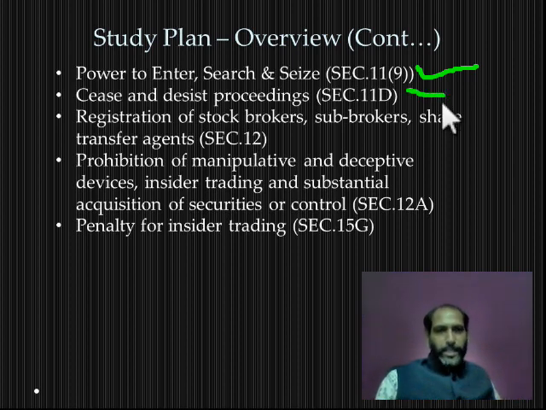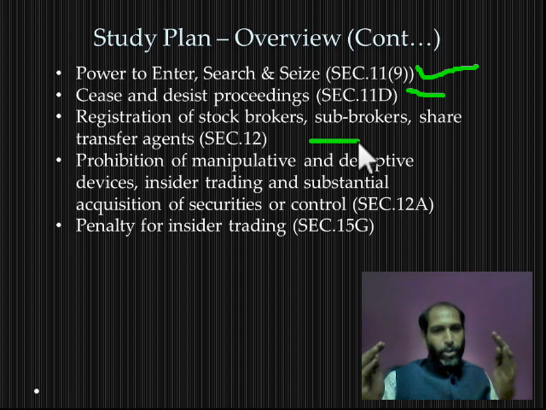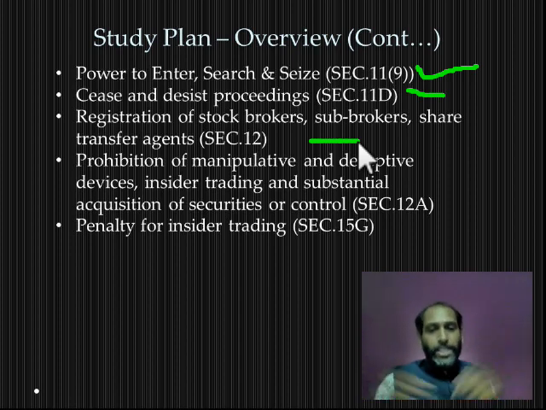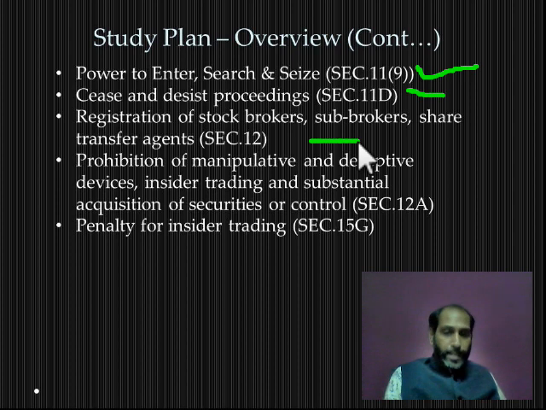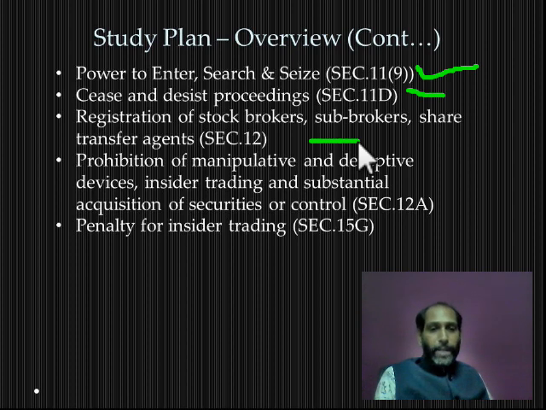CD order, that is the cease and desist order. Then you will have a new area called registration of intermediaries: stockbrokers, sub-brokers, share transfer agents, portfolio managers, etc. All these terms we call under the bracket called intermediaries. So Section 12 says that all intermediaries in the Indian capital market should be duly registered with the SEBI. Without registration with the SEBI, no intermediary like bankers, brokers, sub-brokers, share transfer agents, portfolio managers, collective investment scheme managers, etc. can work. So Section 12 mandates every intermediary to get registered with the SEBI, and they can function only with a valid certificate of registration in writing from the SEBI.